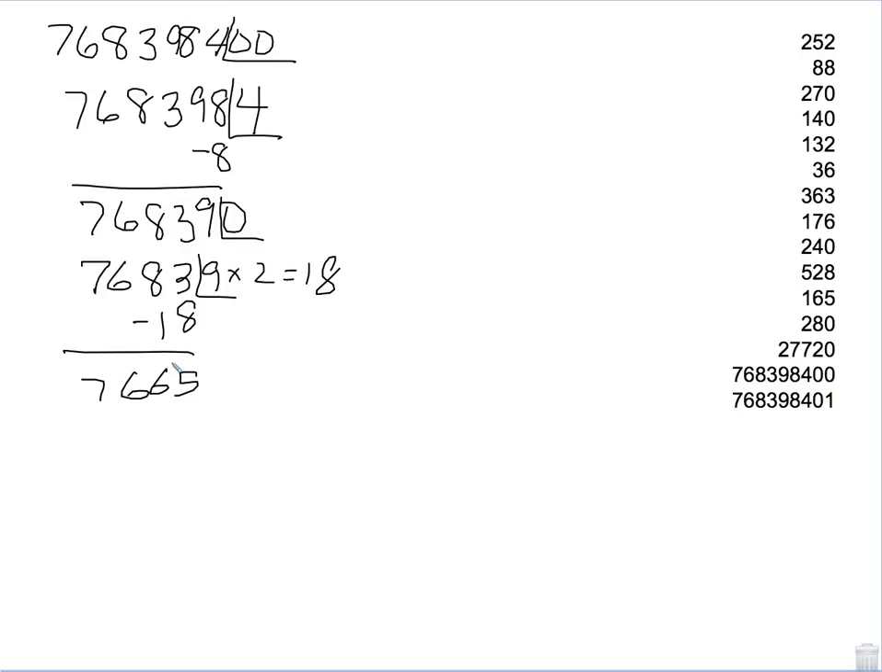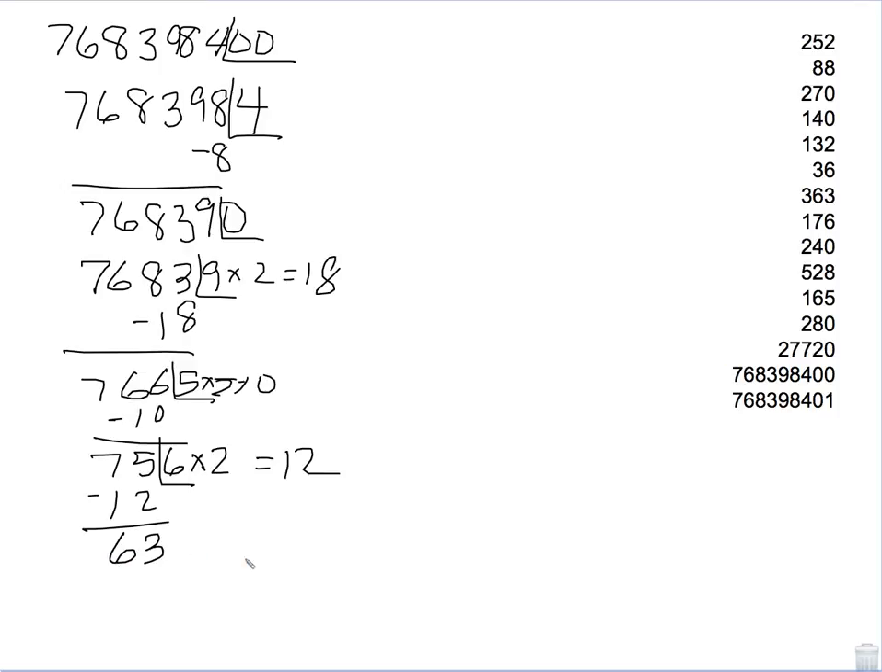Still can't tell, so let's cut off the 5. We'll double it and get 10. 5 times 2 equals 10. It's a mess, but that's okay. So we'll subtract 10, and we'll get 756. I still can't tell whether that's divisible by 7, so let's go one more step. Cut off the 6, multiply by 2 and get 12, and we'll subtract 12 from 75, and we'll get 63. And 63 equals 7 times 9, so this is divisible by 7. Therefore, 768,398,400 is divisible by 7.